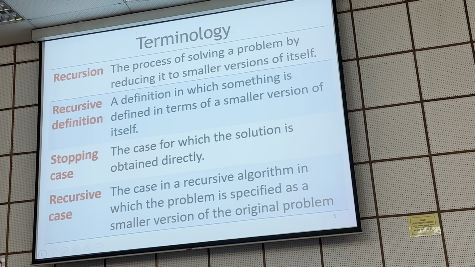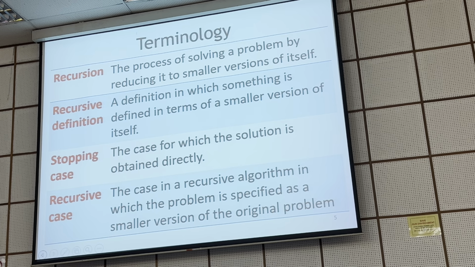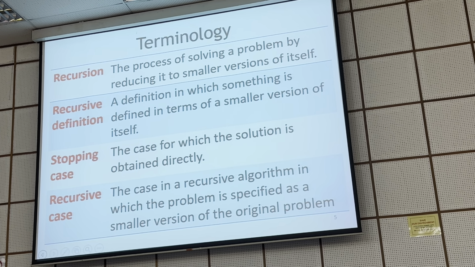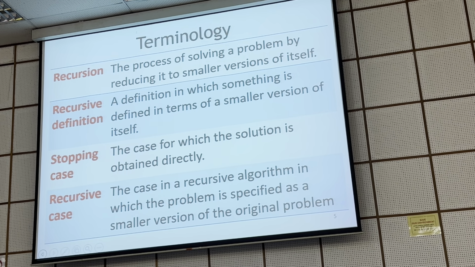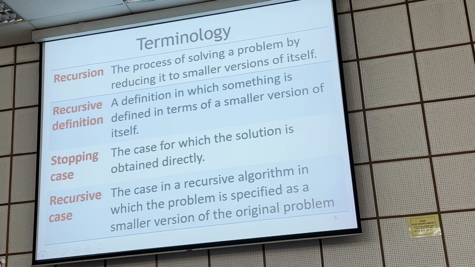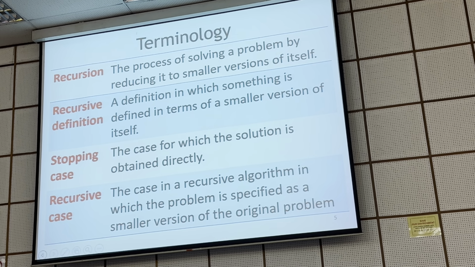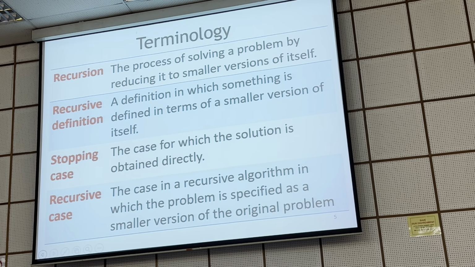Alright, some of the terms that you have to take a look at. Recursion, recursive. Okay, so let's take a look at the definitions. Recursion is the process of solving a problem by reducing it to a smaller version. Alright, recursive definition: something is defined in terms of a smaller version of itself, okay? Now, you see, when I say let's solve the hunger problem, you stop with the last person, right? Okay?